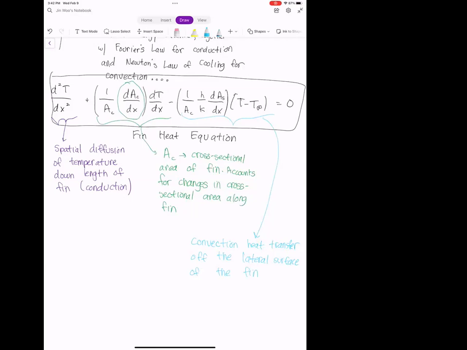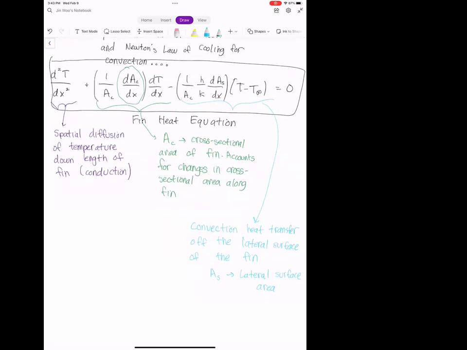Okay. The key variable here is AS. AS here is the lateral surface area. And so again, we have a big, long equation right here, but we're going to simplify it a bit using some assumptions. All right. Any questions on the thin heat equation here?